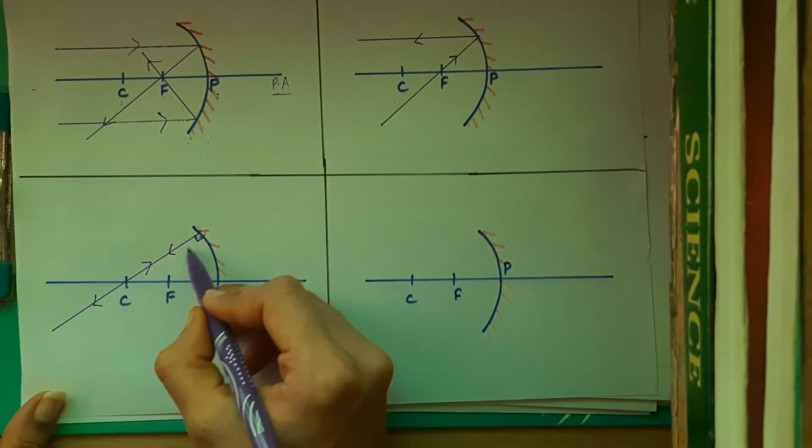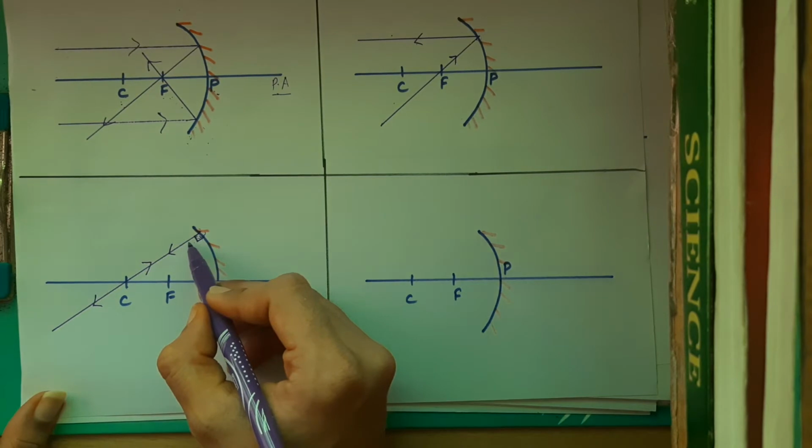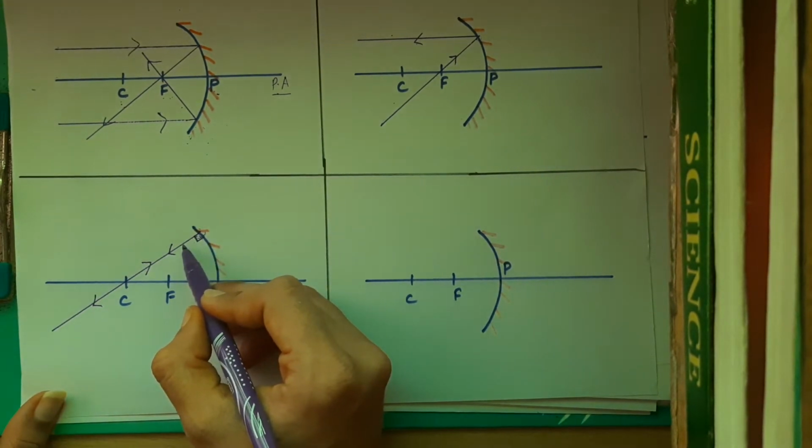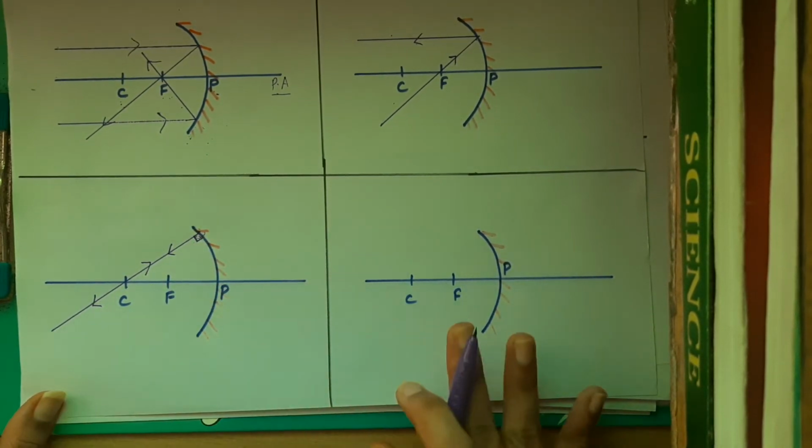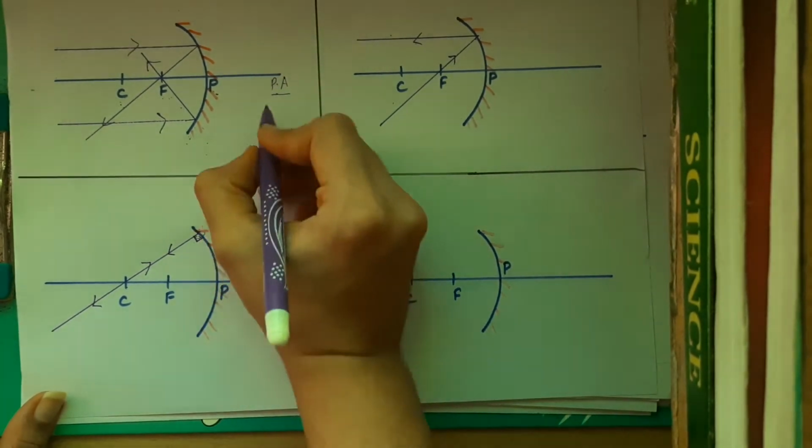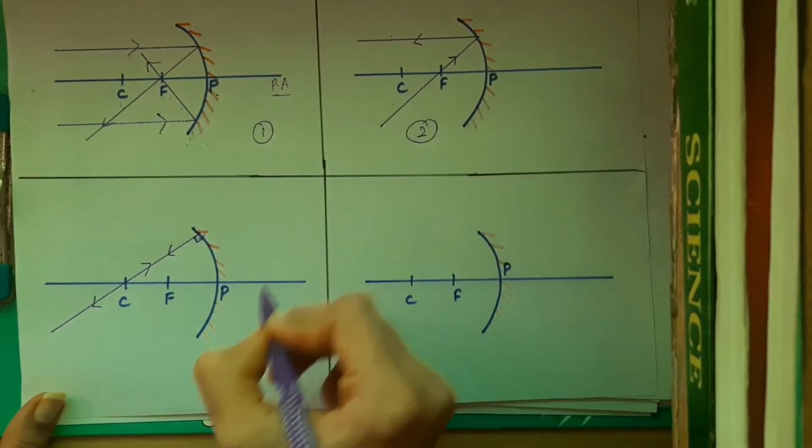So if the light is coming along the normal, the angle I is 0, and after reflection angle R would be 0, so the light reflects back through the same path. So that is rule number 3. So rule number 1, rule number 2 and rule number 3.